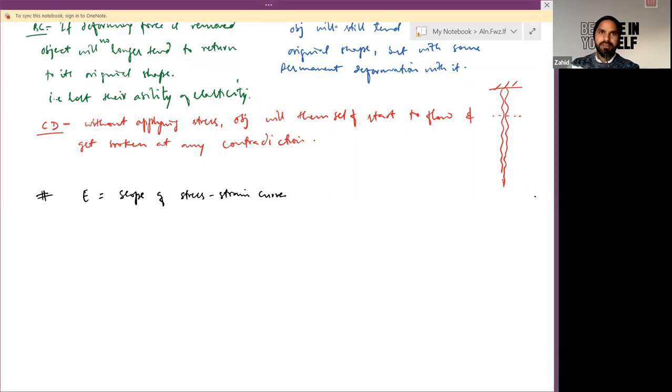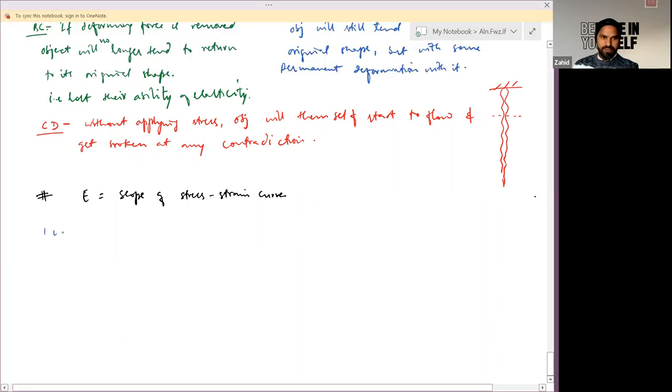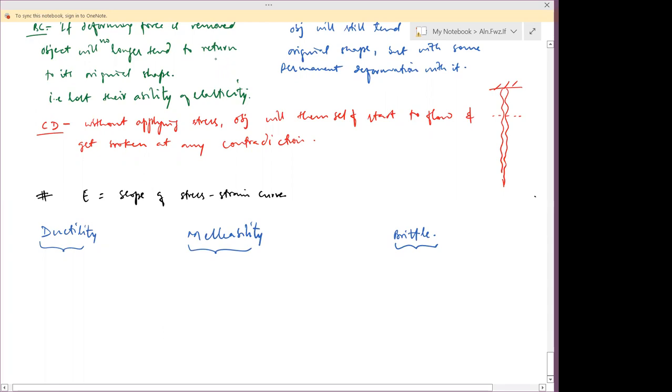Next, from this graph, we may define some properties of a metal or some other substance. First is called ductility. Second is malleability. And third is brittle nature. You must have learned these three terms in class 10th in the chapter metals and non-metals. Do you have any idea? Yes, so ductility is when we draw metal into wires, and malleability is when we draw it into sheets, and brittle nature is shown by non-metals which break down when pressure is applied on them.